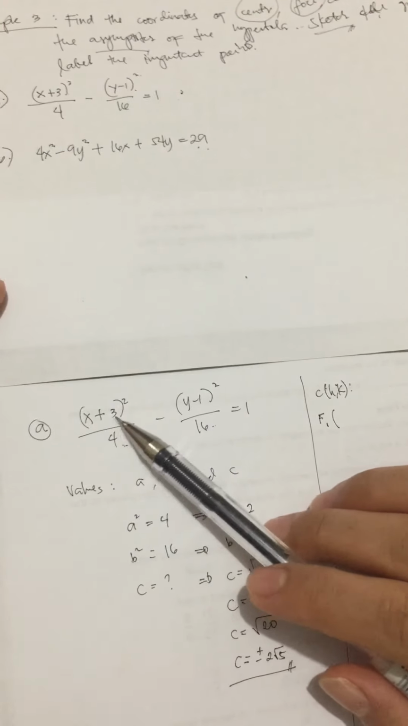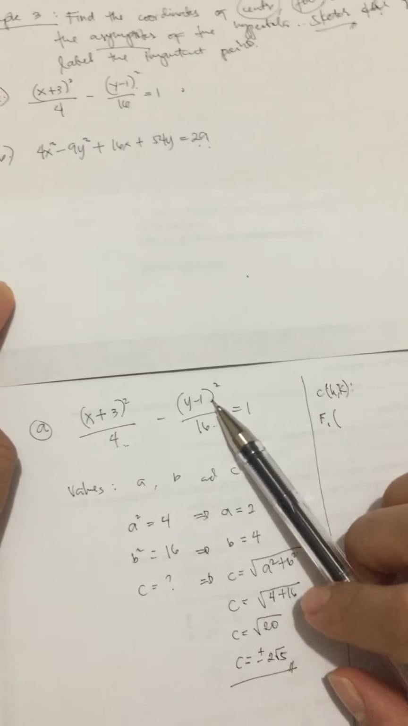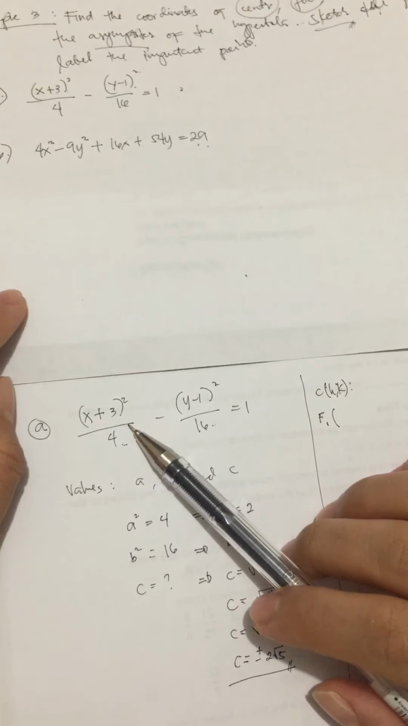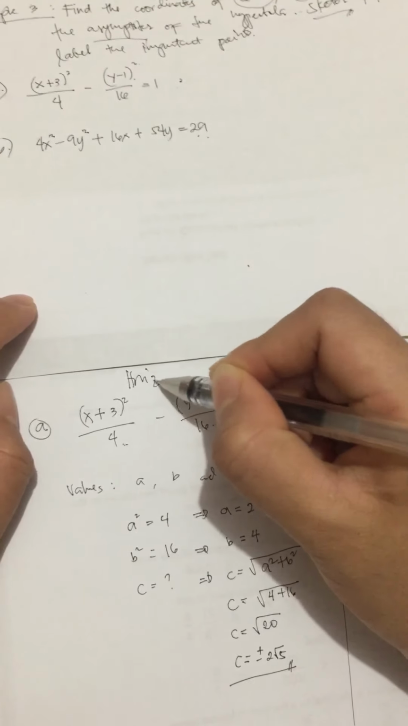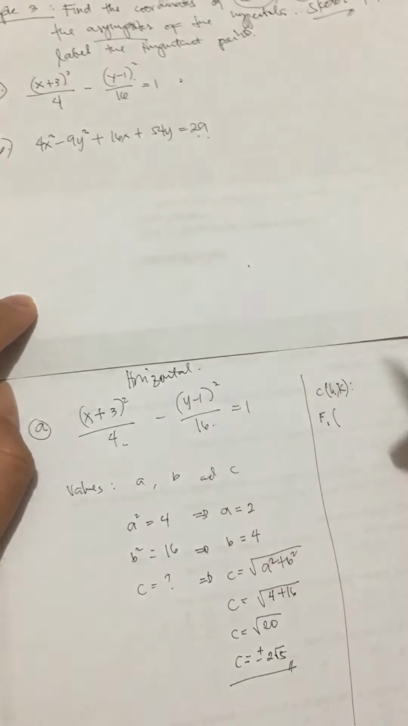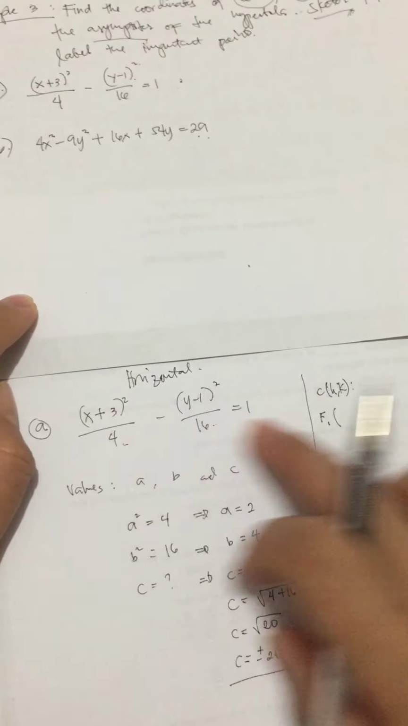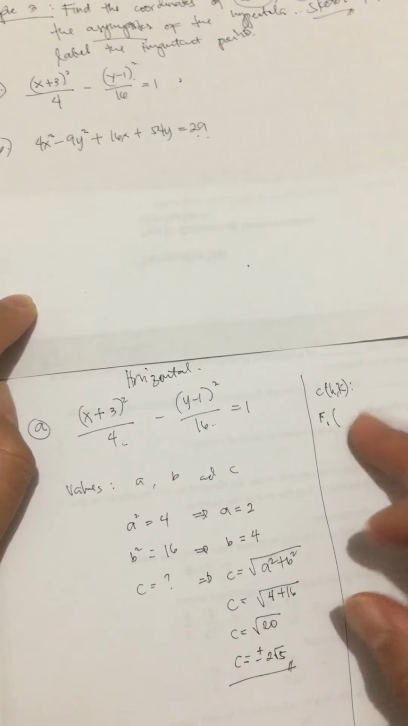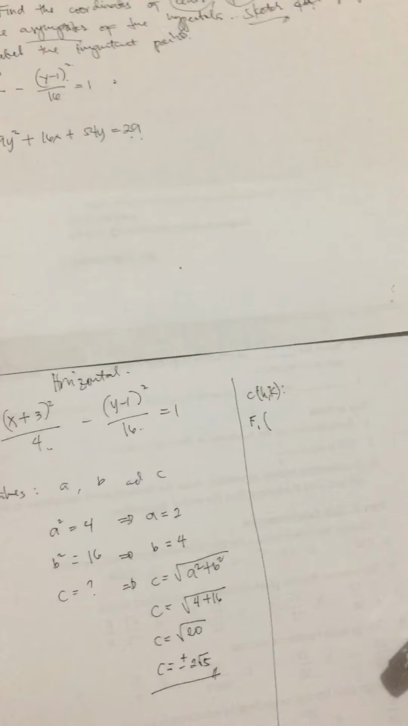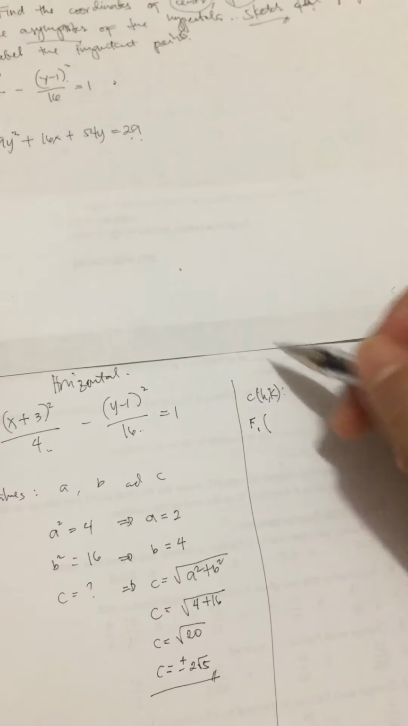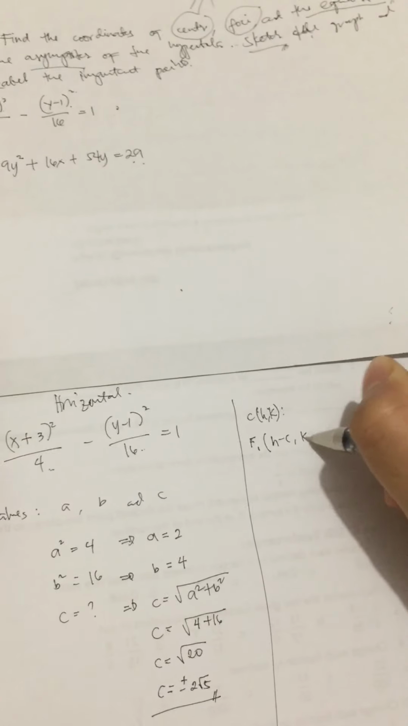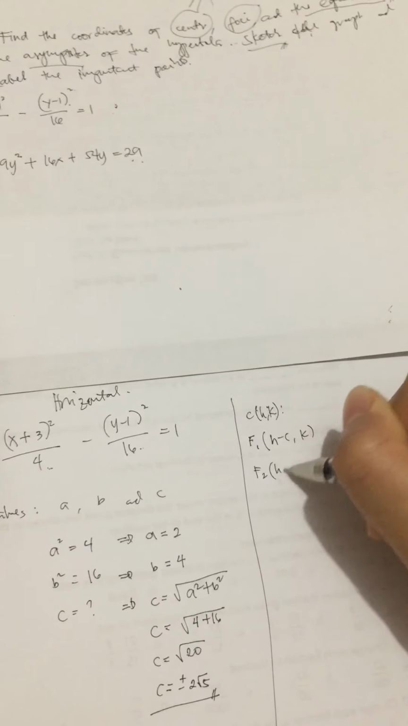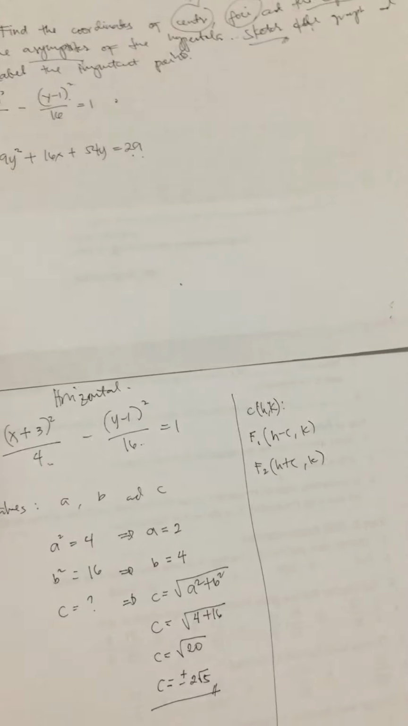Yung nauna is x squared, tapos negative yung y. So, this is horizontal, no? Horizontal po ito. So, dahil horizontal ito, kasi nauna yung x squared, ang ating formula for x is doon sa x coordinate, may plus and minus c. So, mangyayari dito, magiging h minus c, comma k, then focus 2 would be h plus c, comma k.